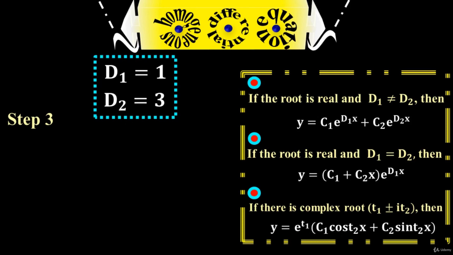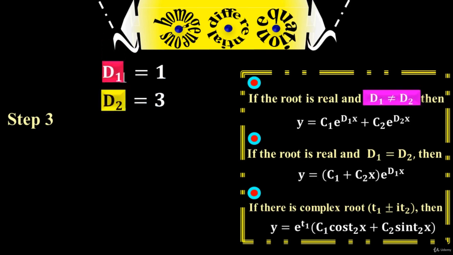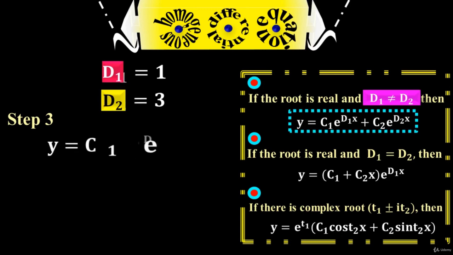Look at here, my D sub 1 equals 1 and D sub 2 equals 3. So D sub 1 is not equal to D sub 2. Therefore, I'm going to take this equation, which is y equals c sub 1 times e to the D sub 1 x plus c sub 2 times e to the D sub 2 x.